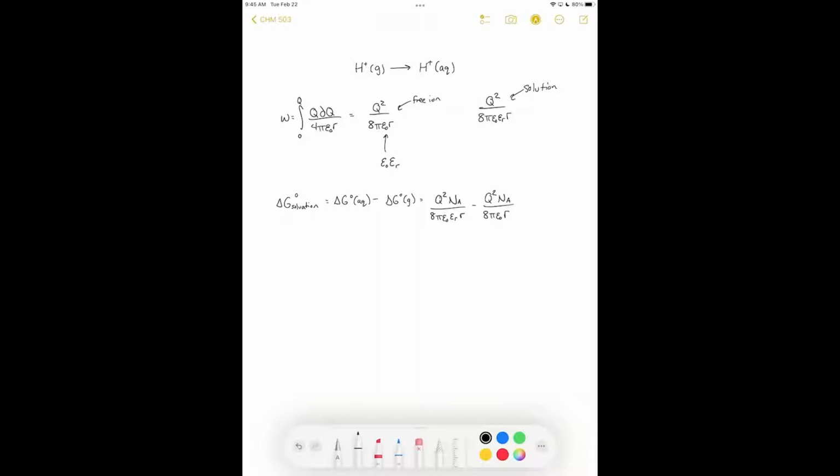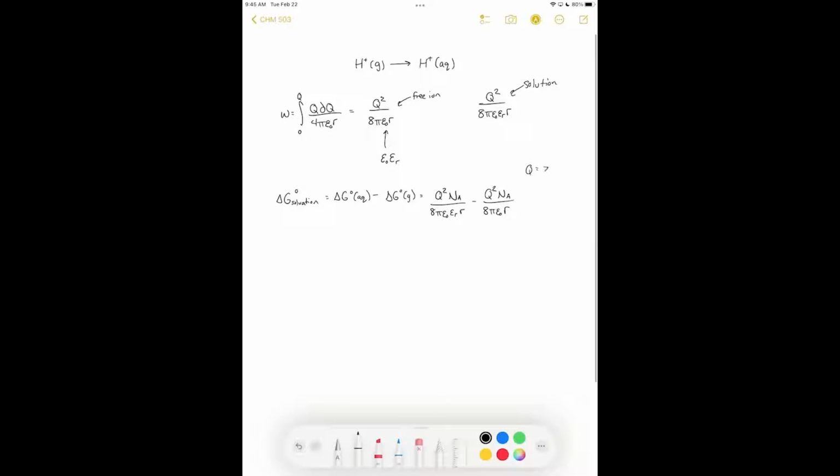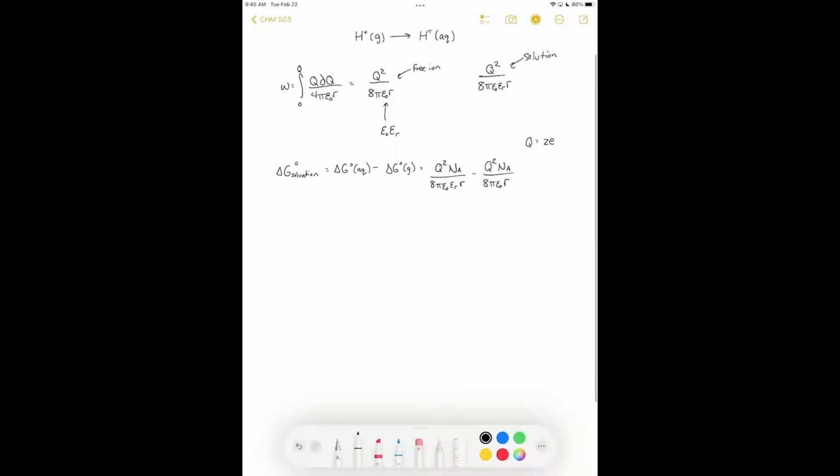And then we'll substitute in what q is, what the charge is. The charge is simply the z, which is the number of charge, it's 1, 2, 3, whatever it is, times e, the fundamental charge here. And so when we do that, we get z squared e squared times Avogadro's number over 8 pi epsilon naught r. And then I'll factor out the remaining term, which is 1 over epsilon r minus 1. And this is an equation that we can use to approximate the delta G of solvation.